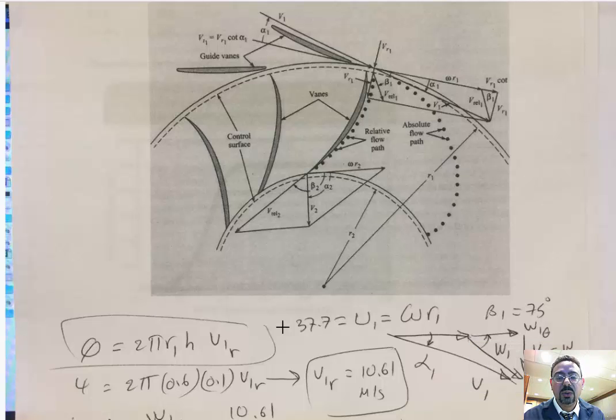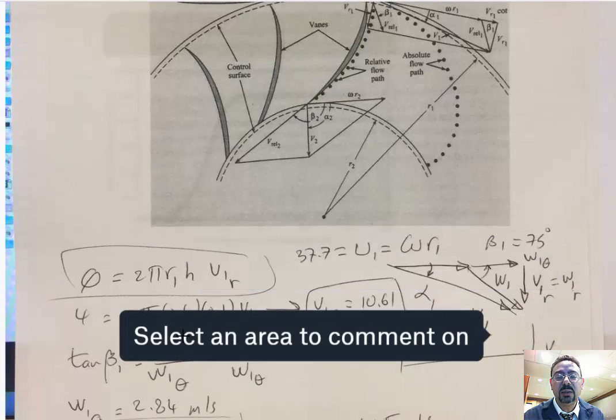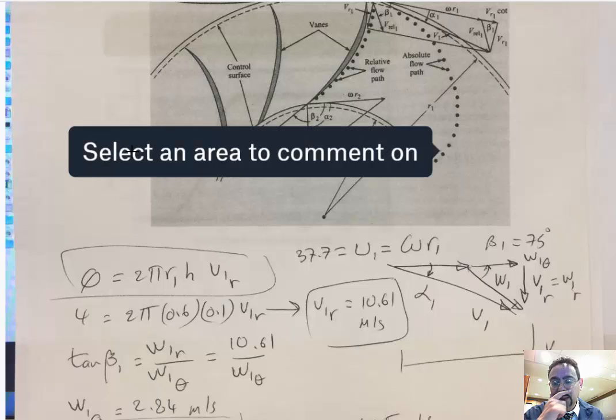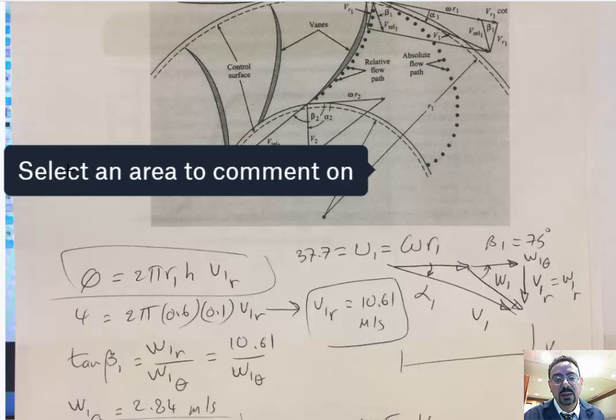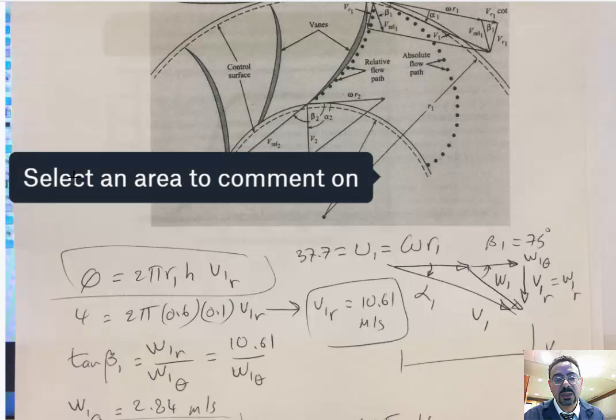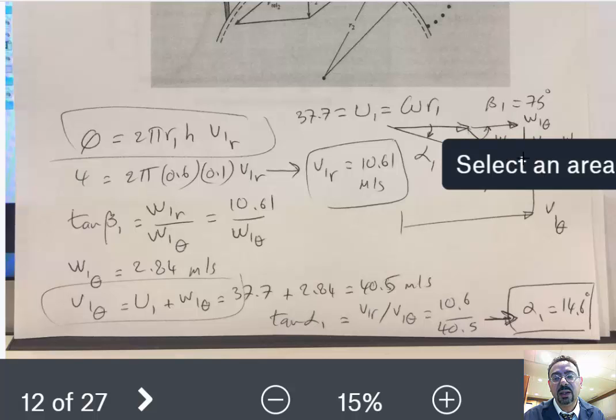Okay, so from the flow rate, Q is area multiplied by velocity. Here's the area, 2 pi R1 H, multiplied by V1R. And since you know the Q and you know the area, you will be able to calculate the velocity. V1R is 10.61.